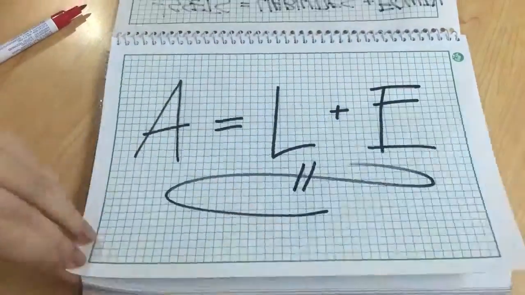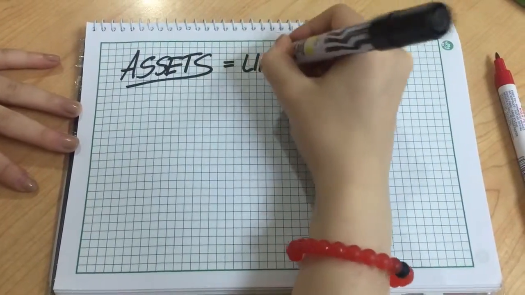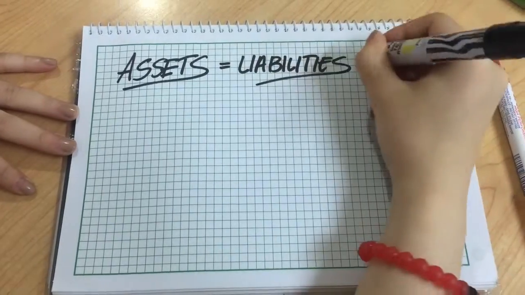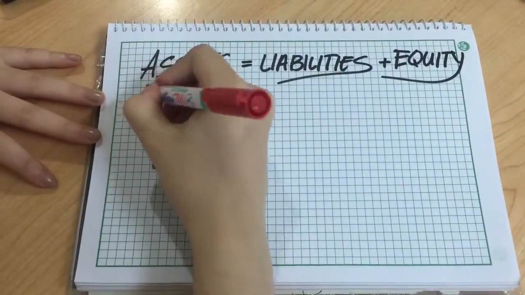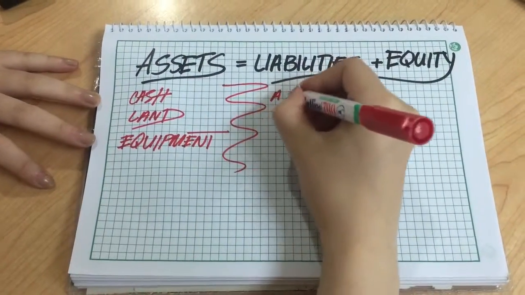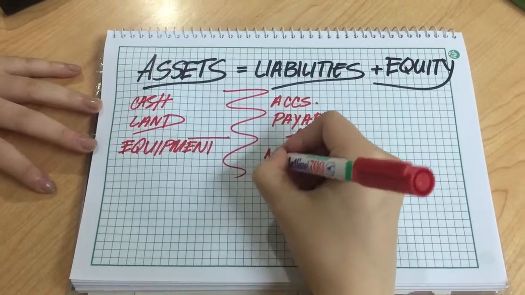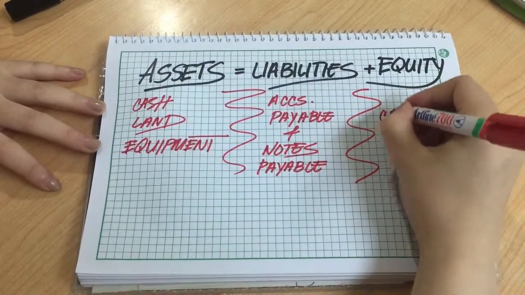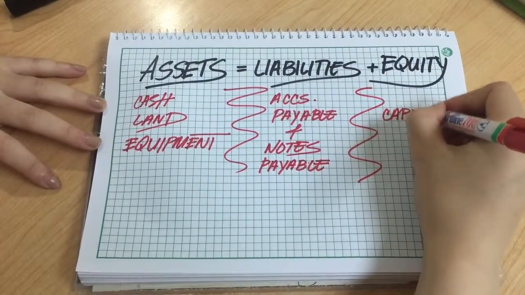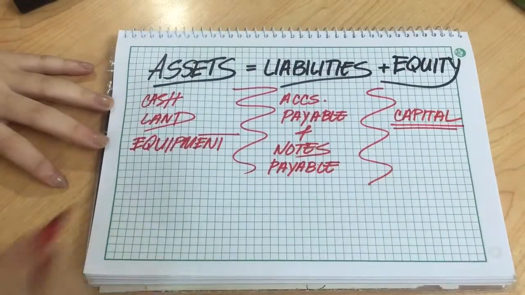What is an accounting equation? The accounting equation is assets equal liabilities plus owner's equity. Examples of assets include cash, land, and equipment, whereas examples of liabilities are accounts payable and notes payable. In short, this is everything we owe. Lastly, an example of equity is capital.